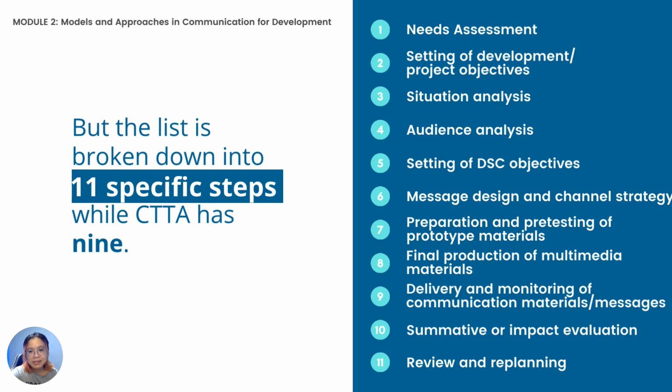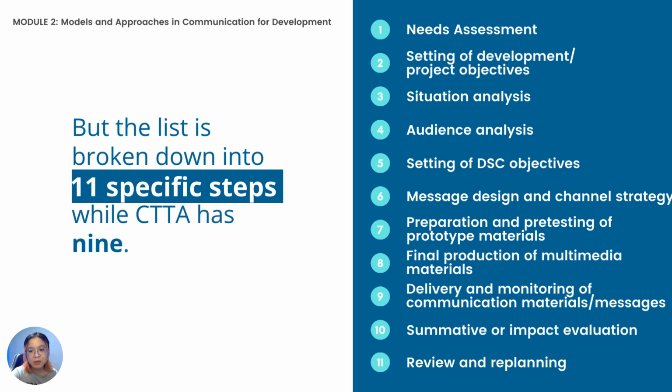But DSC expands its approach to cover a more comprehensive process, which involves 11 specific steps. So, first is to identify the specific needs and challenges of the target community or audience. Second is to define clear and achievable goals for the DSC initiative. Third is to analyze the current social, economic, and cultural context of the target community. Fourth is to understand the characteristics, preferences, and communication needs of the target audience. Fifth is to establish specific communication objectives aligned with overall development goals. Sixth is to develop compelling messages and select appropriate communication channels to reach the target audience effectively.